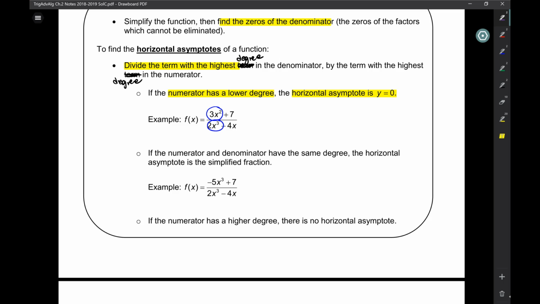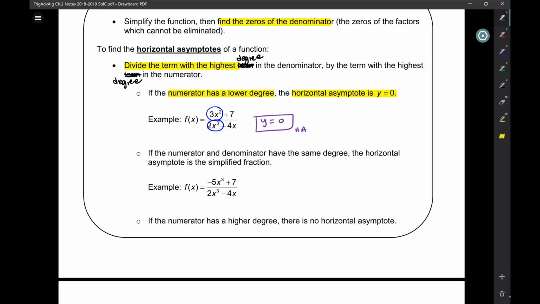So in this case, I ignore everything other than the term with the highest degree. So here I have x to the 2, x to the 3. The numerator has a lower degree, so y equals 0 is the horizontal asymptote. That's it. It's just what I said here. If the numerator has a lower degree, then it's just y equals 0.